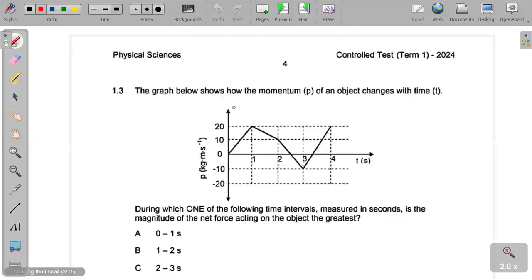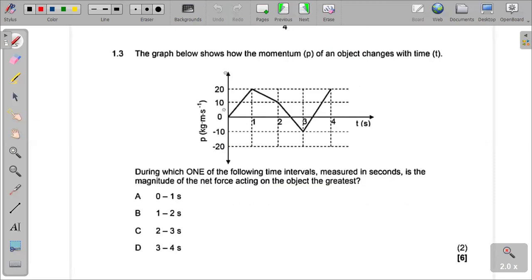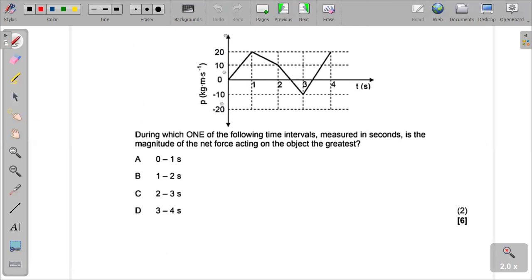So the next question, 1.3, is saying the graph below shows how the momentum p of an object changes with time t. During which one of the following time intervals, measured in seconds, is the magnitude of the net force acting on the object the greatest? So we are checking where we can have the greatest change in momentum, because net force is the rate of change of momentum. So where are we having the change in momentum? Which time interval are we going to have the rate of change of momentum being the greatest? Apparently, it will be between 3 and 4.